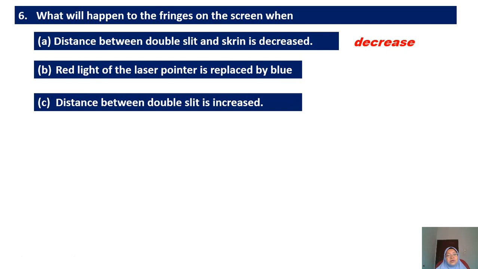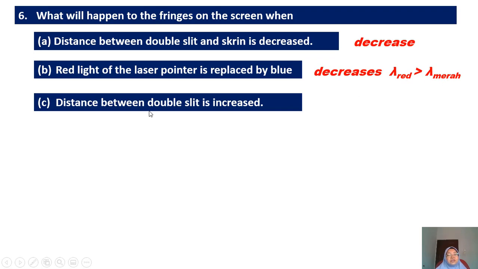Okay, so next, red light is replaced by blue. Red has the longest wavelength among the 7 spectrum colors, so blue has a shorter wavelength. So we have lambda directly proportional to X. Blue has a shorter wavelength, therefore X will be decreased. Lambda red is larger than lambda blue, so it's blue.